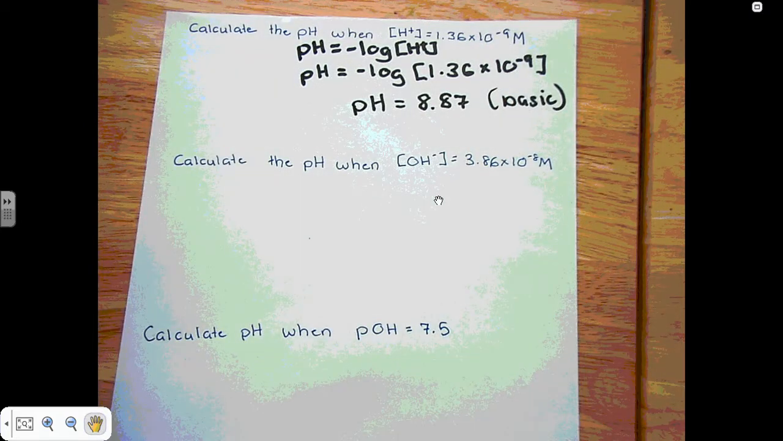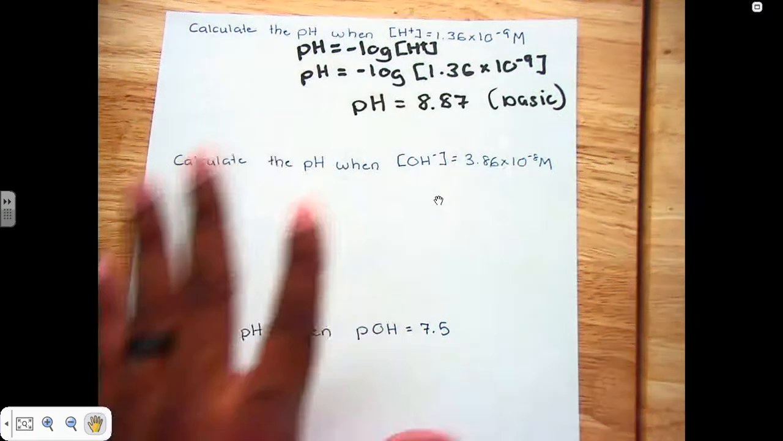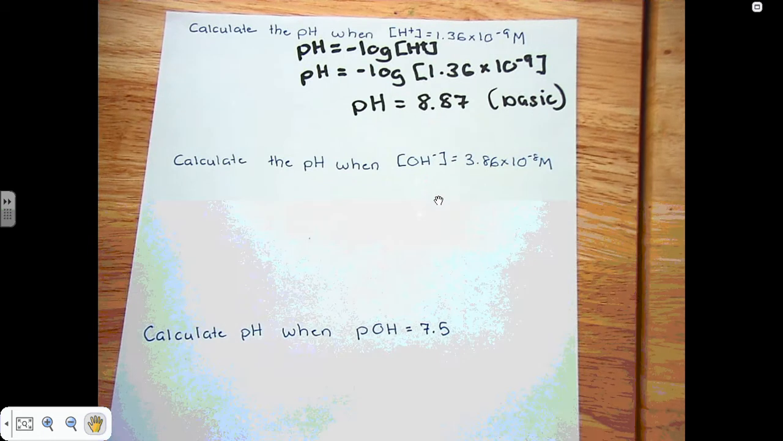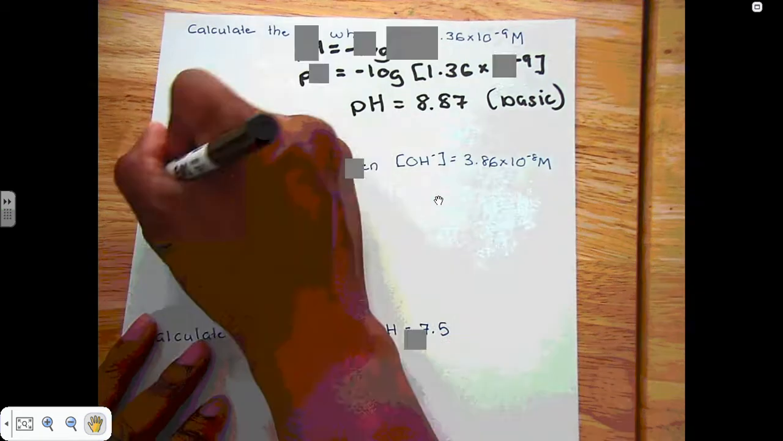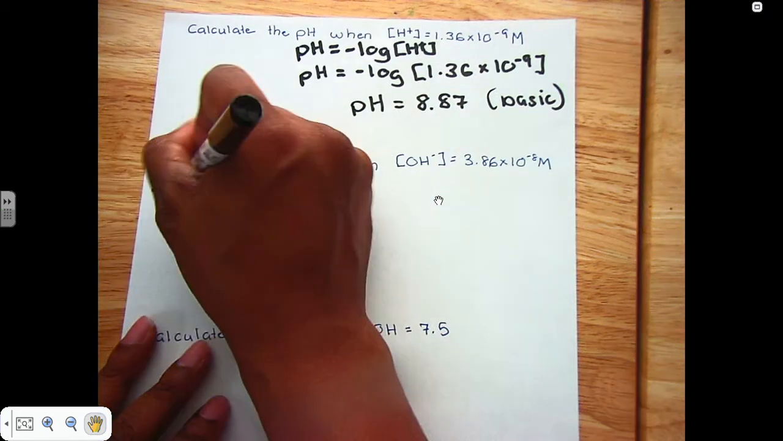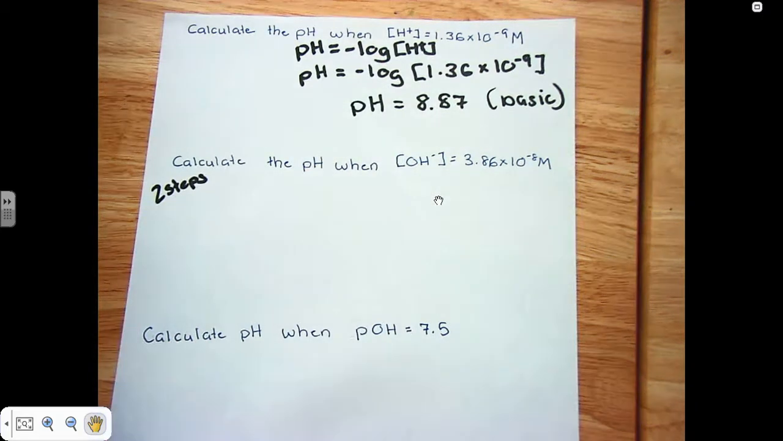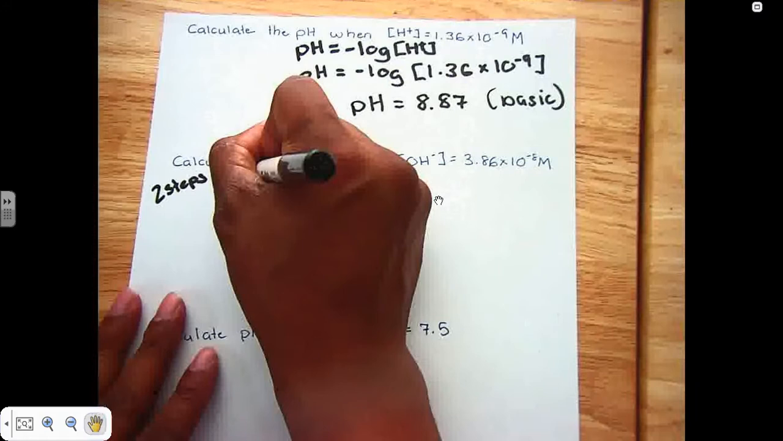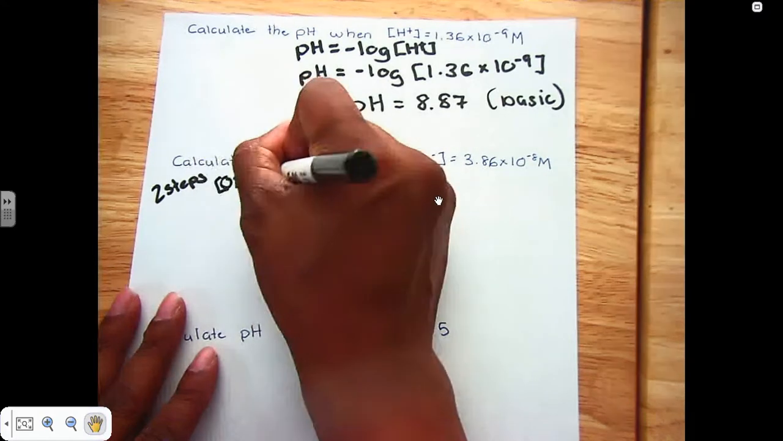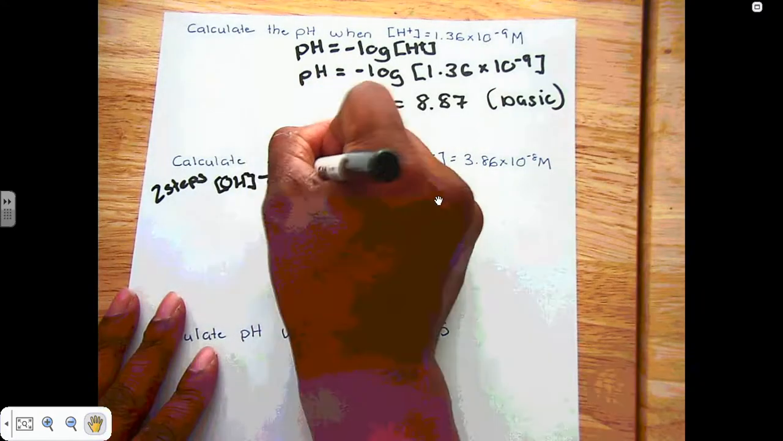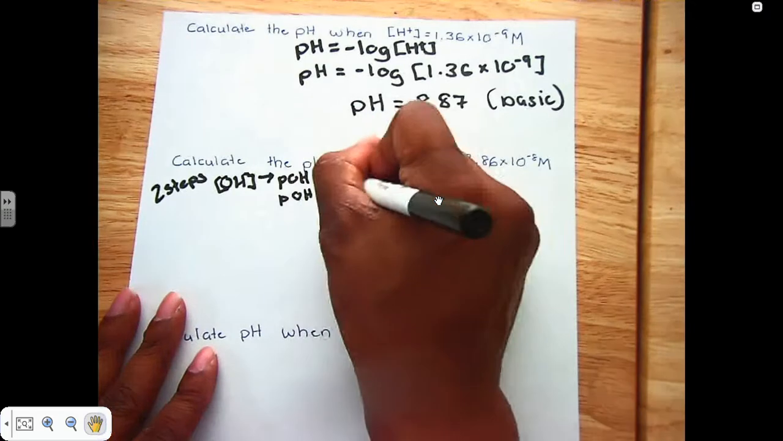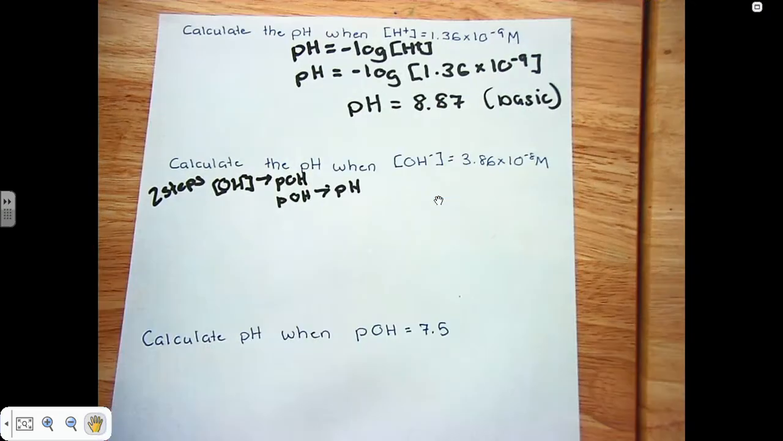So then we're going to look at the next one, which is not related at all, random problem, and we're given our OH concentration or hydroxide concentration. So here's what I'm proposing. I'm proposing 2 steps for this here. Step 1, I'm proposing going from OH concentration to pOH, and then I'm proposing going from pOH to pH. So let's try that, shall we?